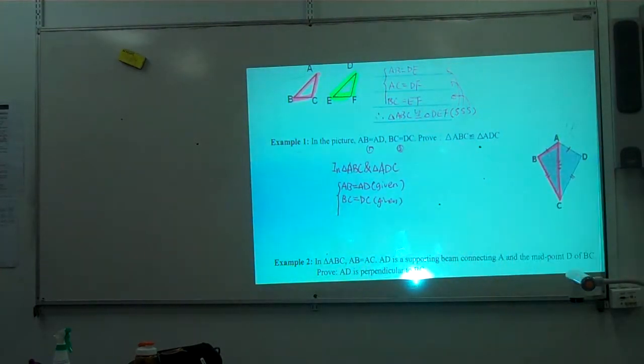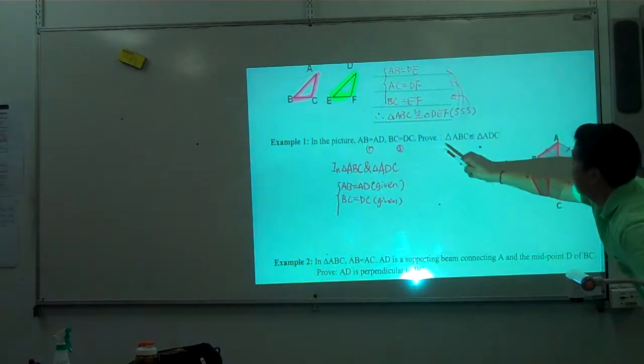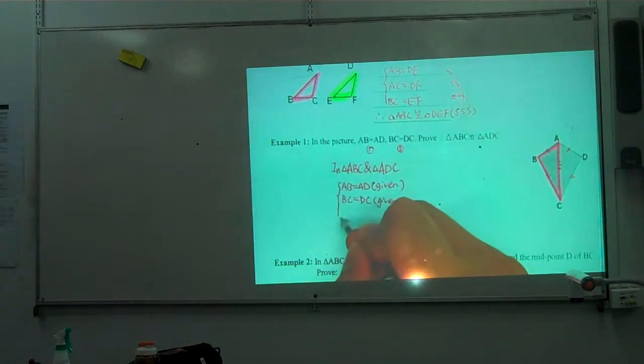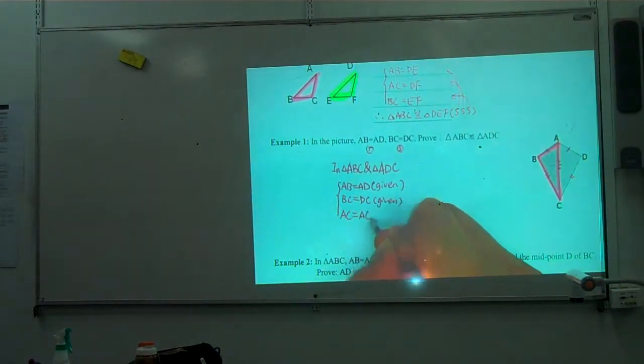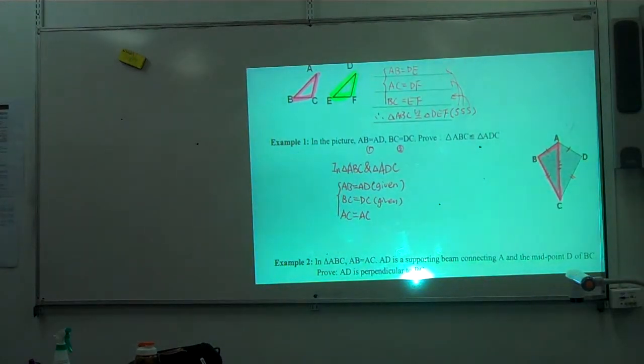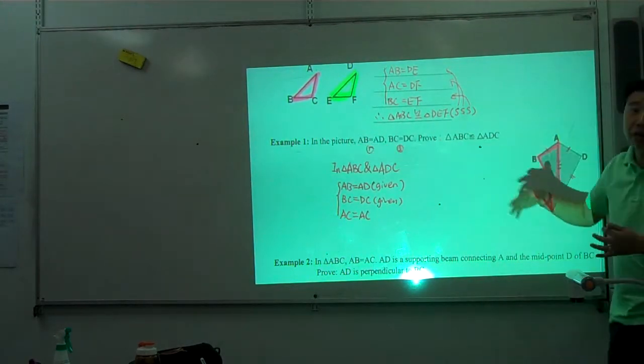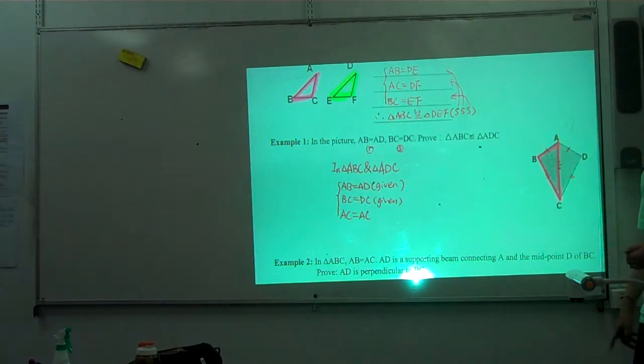Even. Okay? You can still get the information from the question. Now I ask this question: for AC equals AC, were you given it? No. It doesn't state in the question. From the question, you cannot see AC equals AC. So, what can I write?